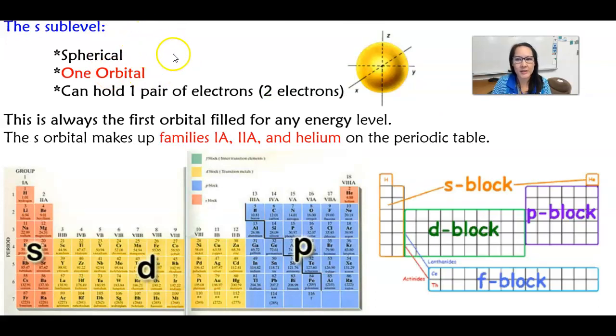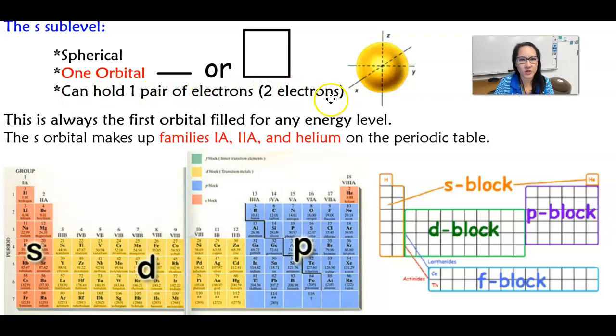The S sublevel is spherical in shape. It's only one orbital, and for us, orbitals are denoted by blanks. And one orbital can hold one pair of electrons, or 2 electrons. Think back to our hogs, only 2 hogs in a room maximum. This is always the first orbital filled for any energy level. The s orbital makes up families 1A, 2A, and helium on the periodic table, so that's denoted in orange in this periodic table on the left, or over here it's also highlighted and boxed in orange.